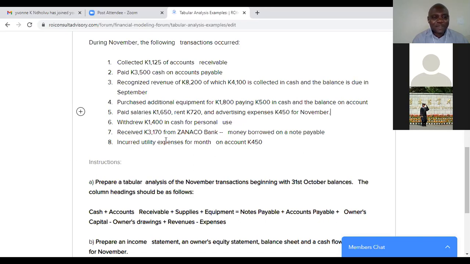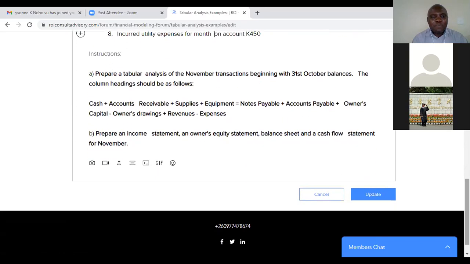Received 3,170 from Zanaco Bank, money borrowed on a note payable. I'll explain what a note is. Incurred utility expenses for the month on account, 450 kwacha. Prepare a tabular analysis of the November transactions, beginning with the 1st October balances.